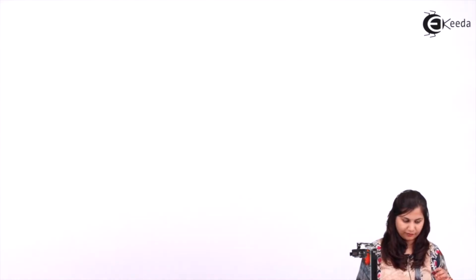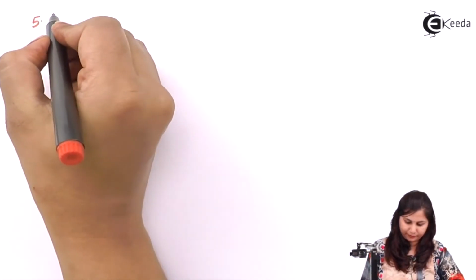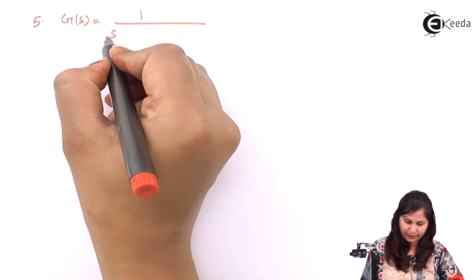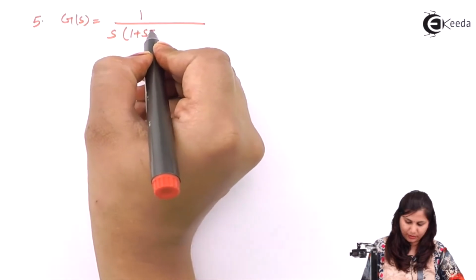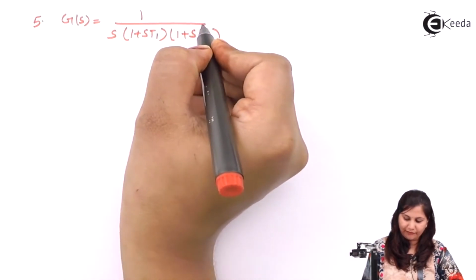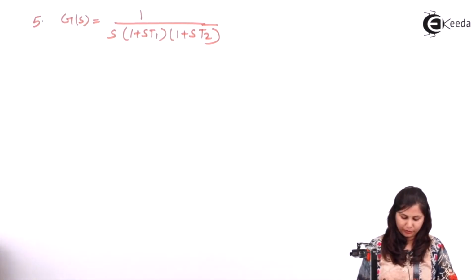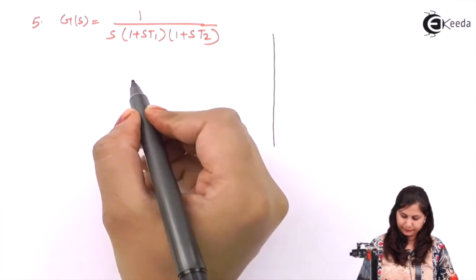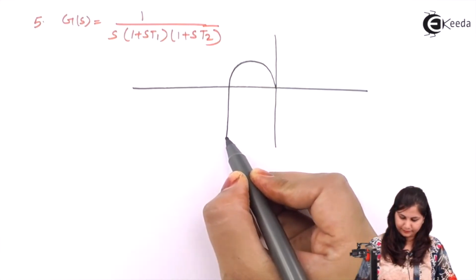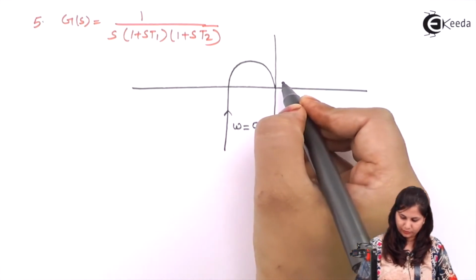Fifth transfer function is of the form G(s) equals 1 upon s(1 plus st1)(1 plus st2). That is, if we have a pole at the origin, then what will be the polar plot? The polar plot will be like this. It is omega equals 0.